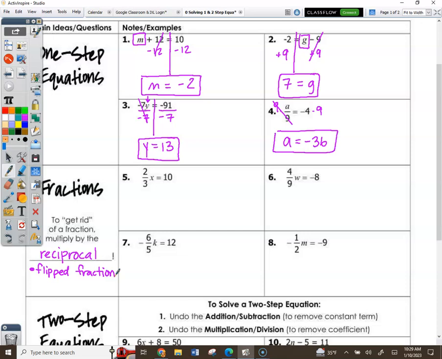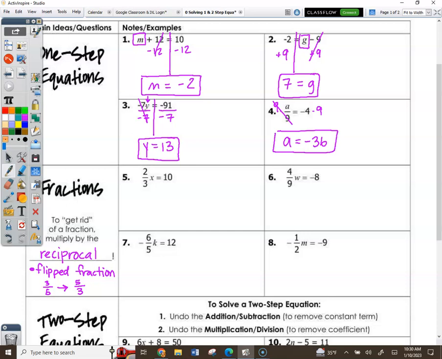So like the reciprocal of, say, 3/5 would be 5/3, for example. Okay? What this does is it takes a two-step equation and brings it to just a one-step, and then you get to the answer faster.